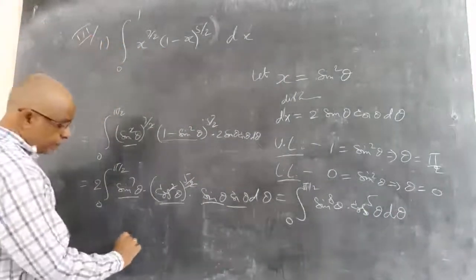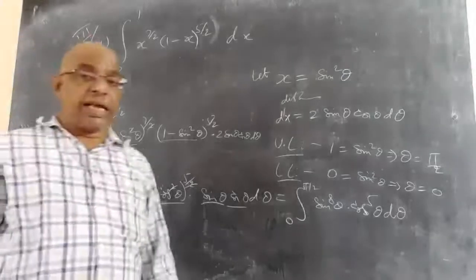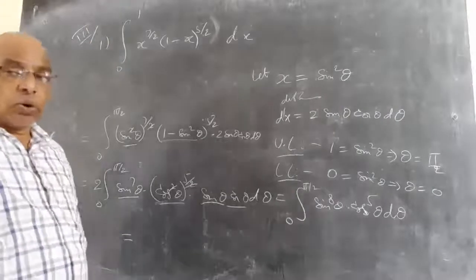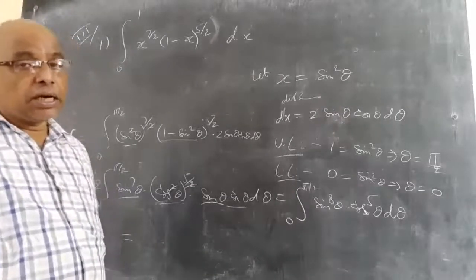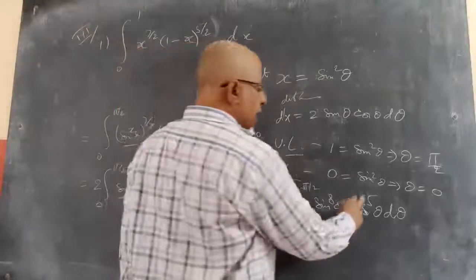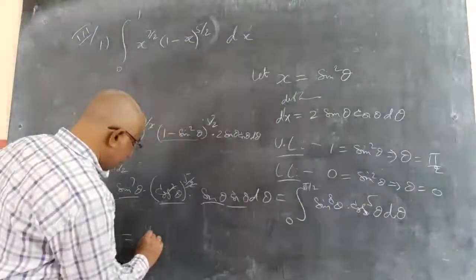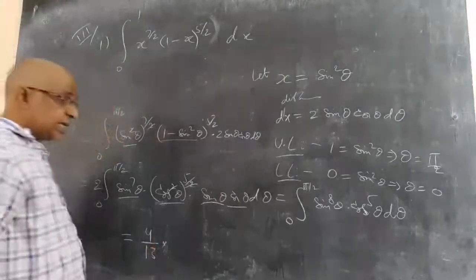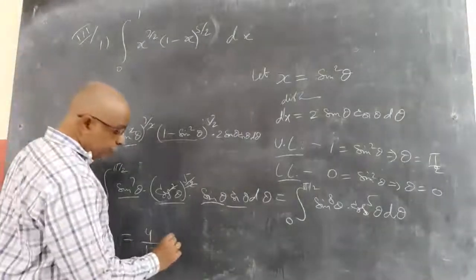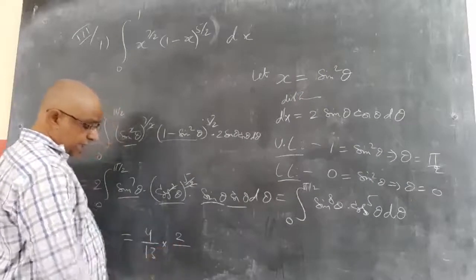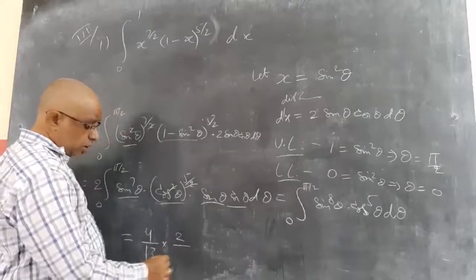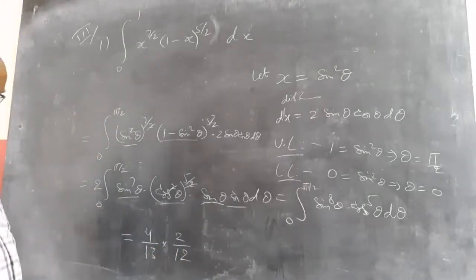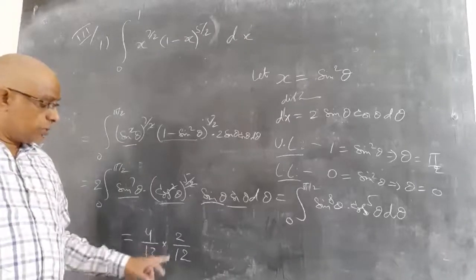So we know the formula for sin power m into cos power n theta: n minus 1 by m plus n, into n minus 3 by m plus n minus 2, and so on. So here n minus 1, 5 minus 1, 4 by m plus n, 5 plus 8, 13. And reduce to 4 minus 2, 2 by 13 minus 2, 12. So what you got? So 2 by 12.